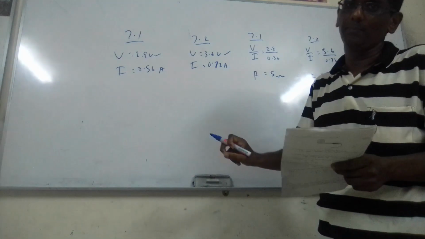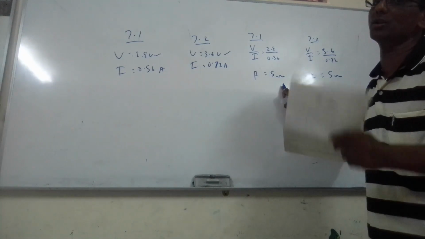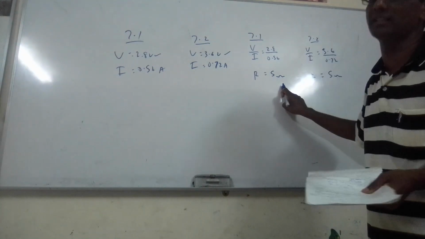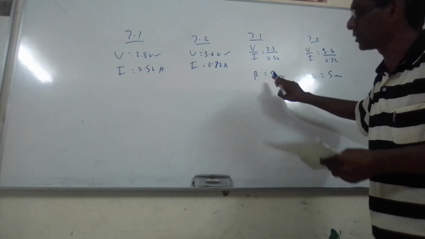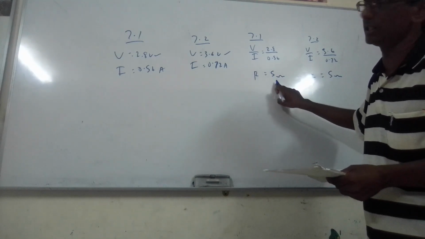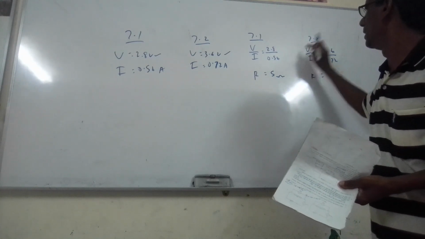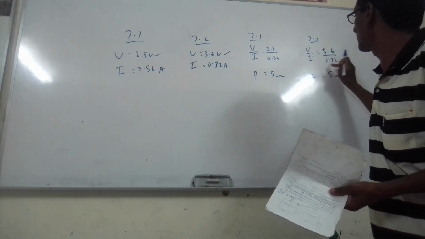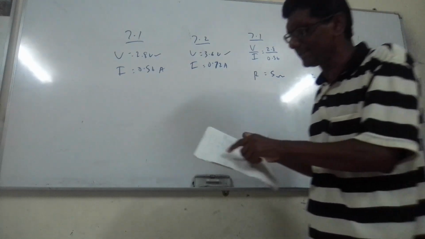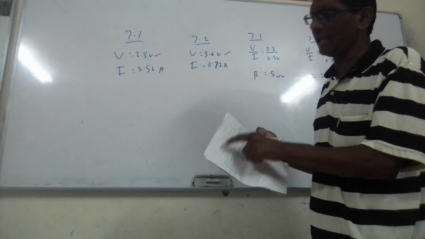However, V over I equals R, which is 5 ohm, a constant value. The resistance is a constant value. The resistor is constant because we can get 2.8 over 0.56, 5 ohm, and 3.6 divided by 0.7 is 5 ohm, because the circuit has the same resistance.